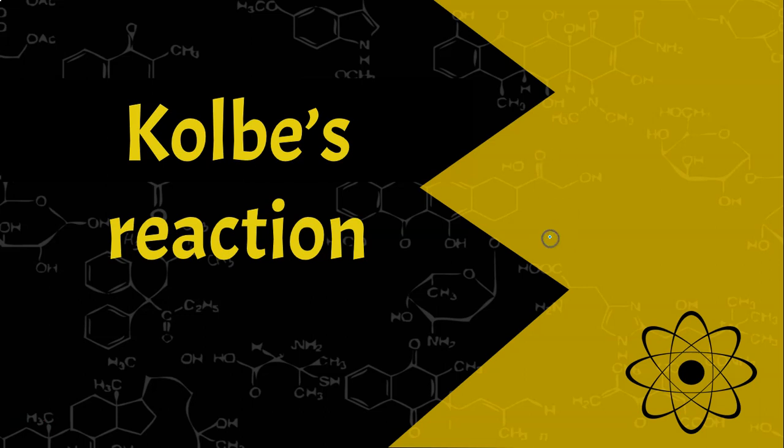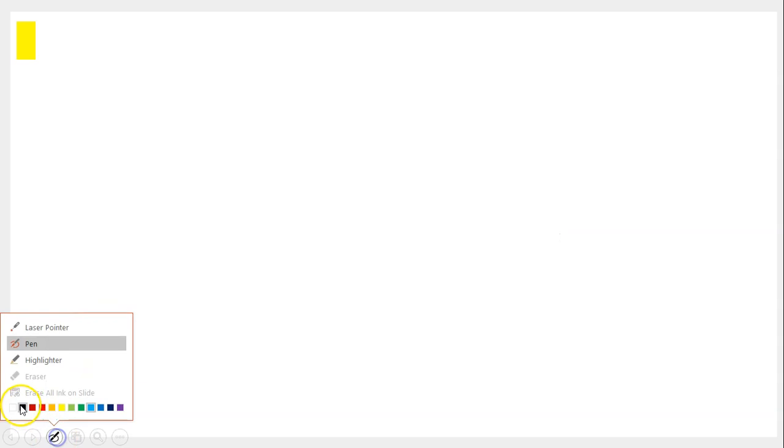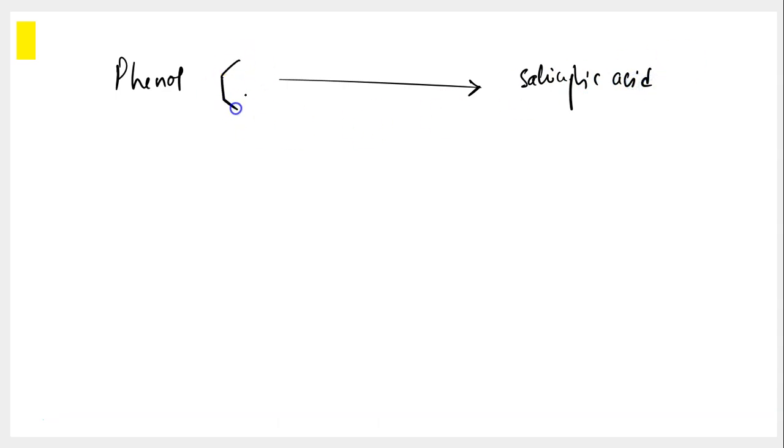In Kolbe's reaction, the starting material is phenol and the ending material is a substituted phenol. You can also call it salicylic acid. So phenol gets converted into salicylic acid. The structure of phenol is this, and we know this already. But what is the structure of salicylic acid? Salicylic acid looks like this. You'll have phenol, and at the ortho position to the hydroxy group, you'll have a carboxylic acid group.